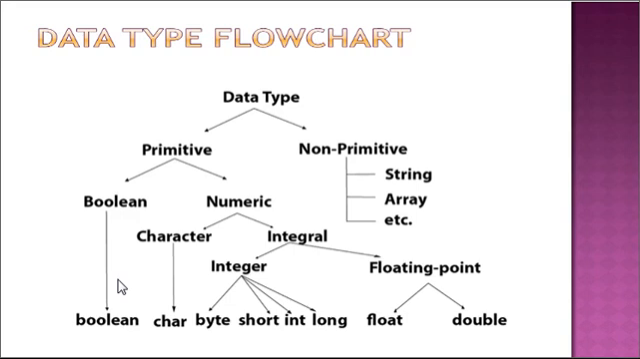The numeric data type includes both character and integer data values. The character data type includes only character data values, for example the character A or B. Numeric is also divided into two parts: integer and floating point data types. Integer is also divided into 4 types: byte, short, int, long. The values 0 to 9 are a real world example of integer data type, and floating point types are float and double. Non-primitive types are string and array.